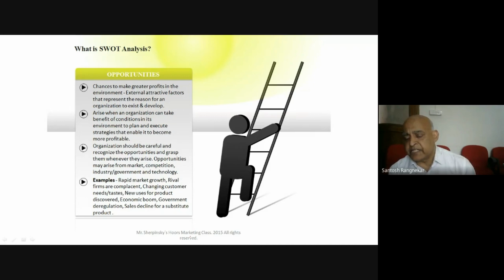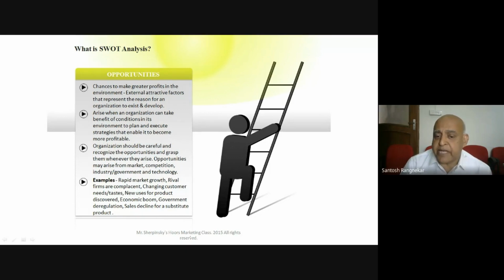Now what does strength bring? Strength brings opportunities. If you have strong manpower, strong meaning intellectual capital, human capital, then what will happen? You will create more innovations. So there will be the opportunity for innovations. When we talk about Sony, Apple, Google, these are organizations making opportunities through their employees because they are more innovative. Apple, you take. So when an organization can take benefit of its resources, it becomes more profitable.